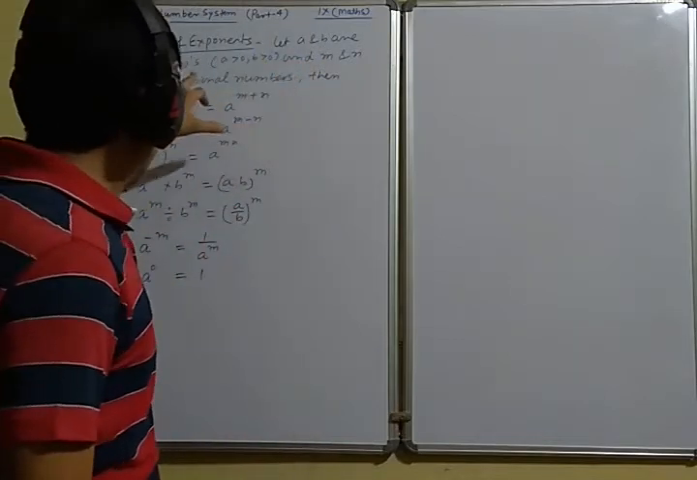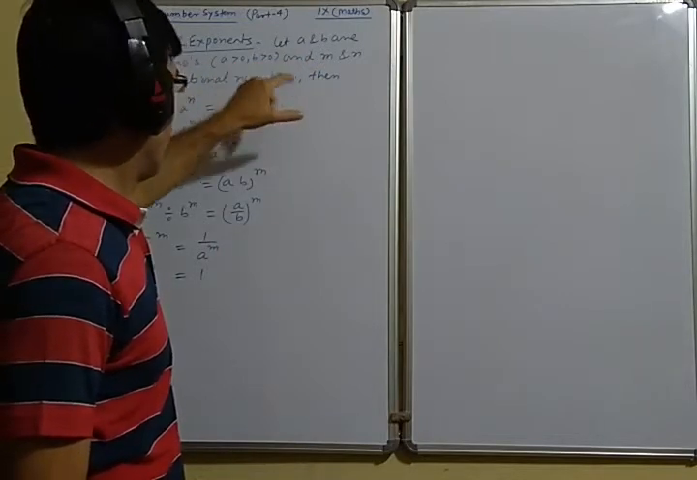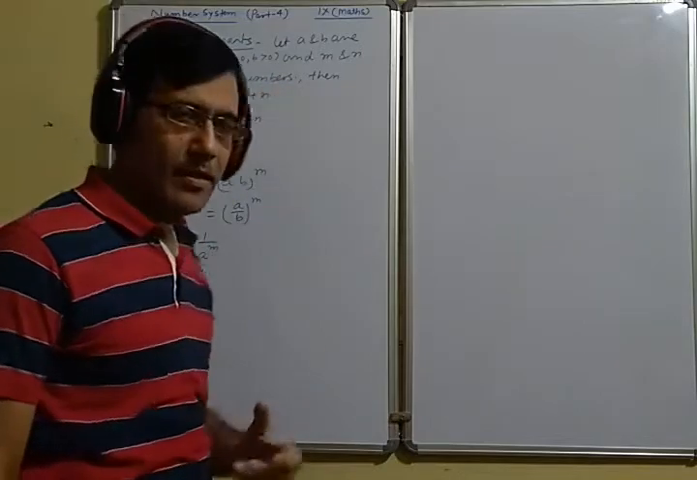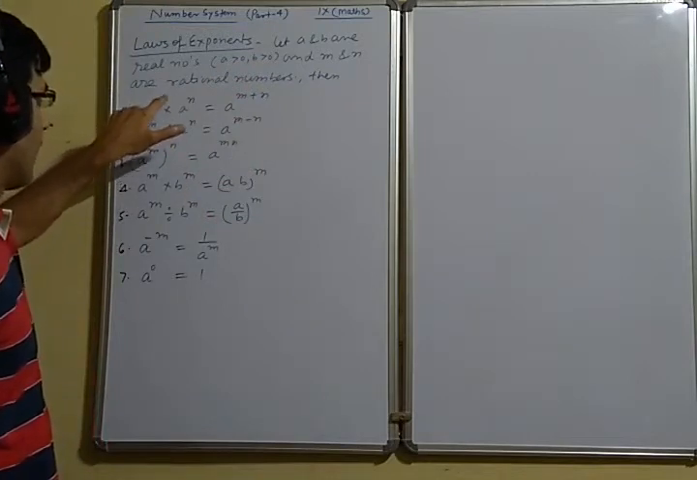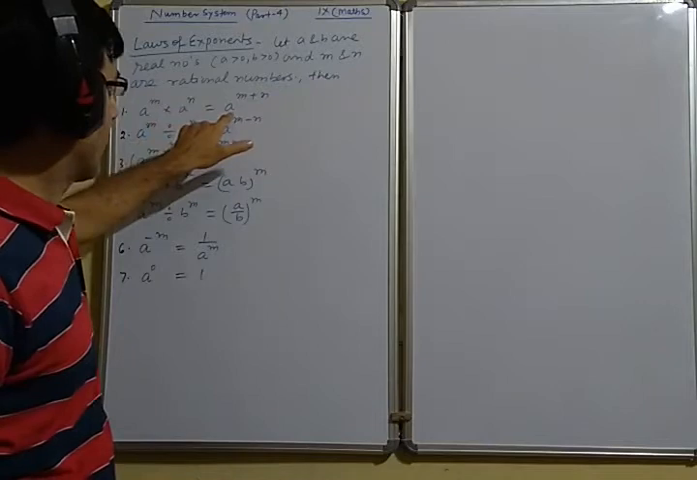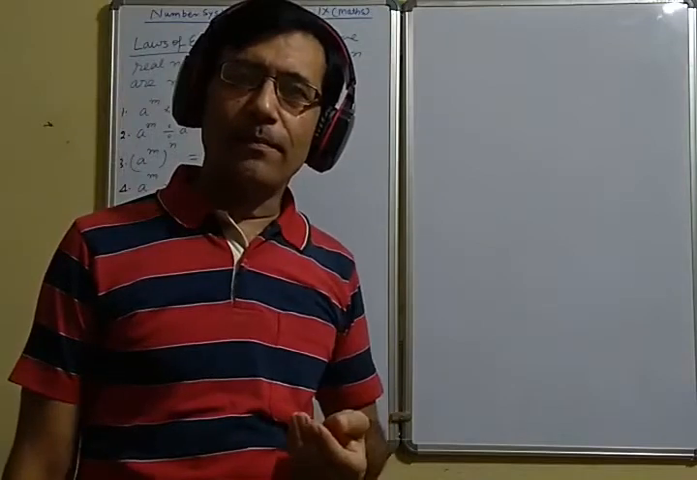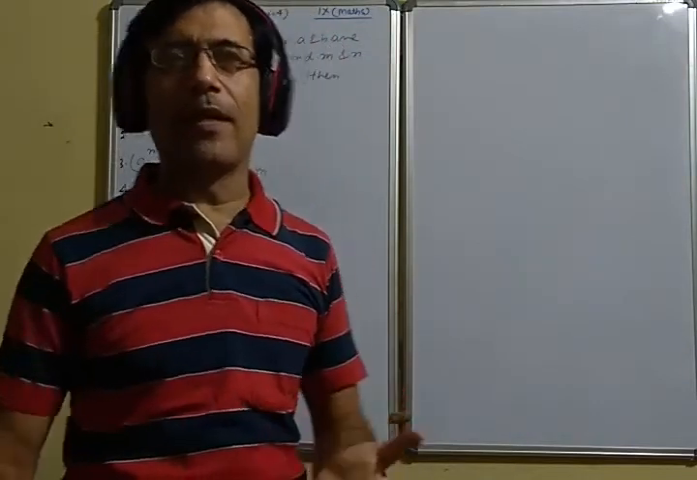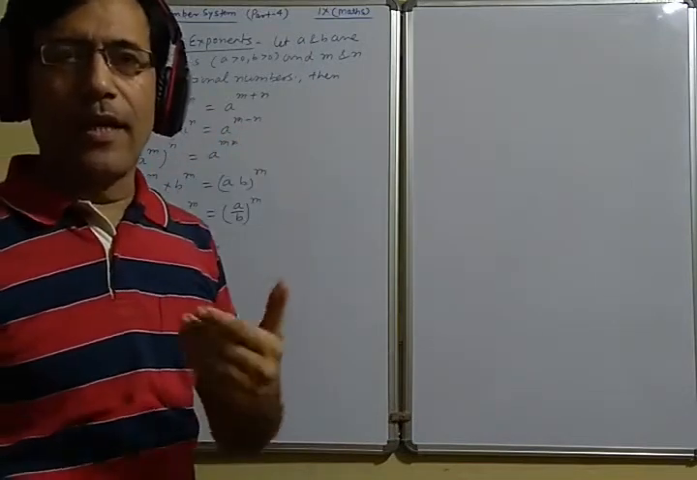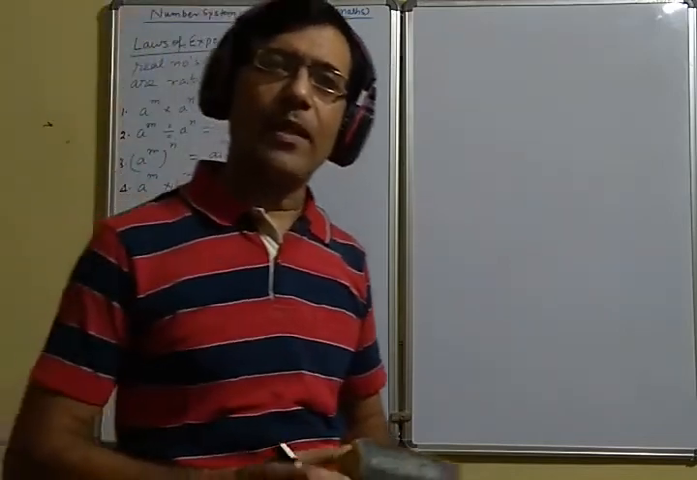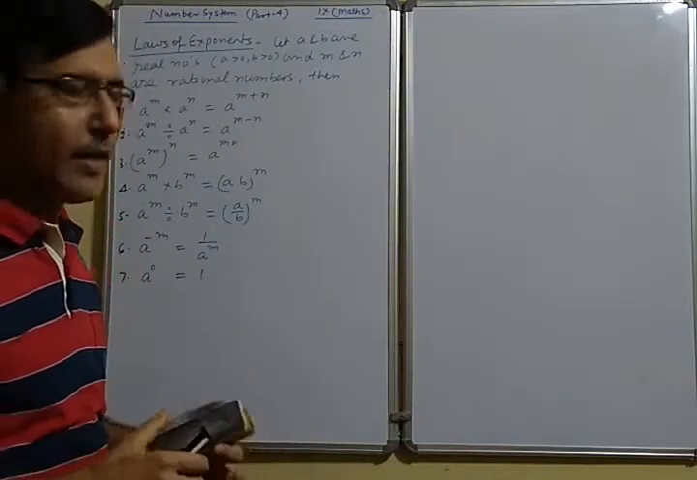A and B are real numbers where the condition is A greater than 0, B greater than 0, and M and N are rational numbers, then we have some laws. For example, A raised to power M into A raised to power N is A raised to power M plus N. Similarly, when we divide A raised to power M by A raised to power N, it becomes A raised to power M minus N. And next, A raised to power M whole raised to power N becomes the product of M and N, so it becomes A raised to power M into N.